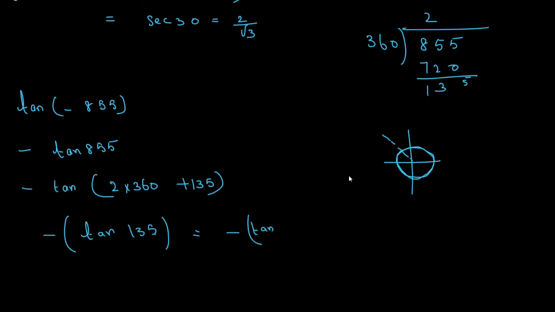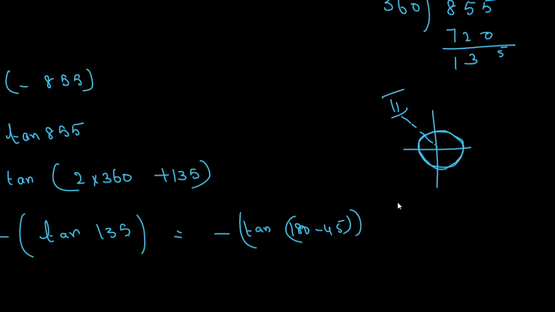You can write it as the second quadrant. 135 is in the second quadrant. So we can write it as 180 minus 45. It is in terms of 180 that I am writing. So when it is in terms of 180, it need not change. It will become tan 45.